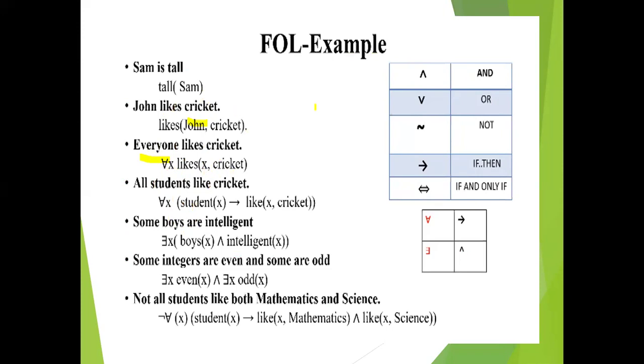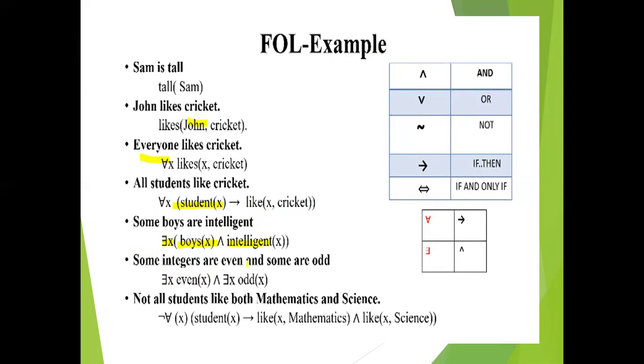Next, all students like cricket. So first the condition is if X is a student. If it's so, for all X, likes X comma cricket. Next, some boys are intelligent. Some boys. So for some boys, we are representing using existential symbols. Then that X should be a boy and that X should be intelligent.